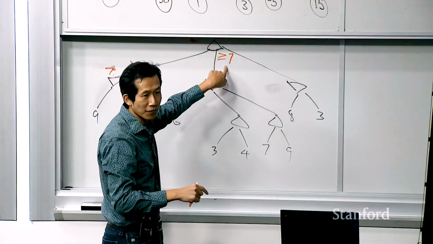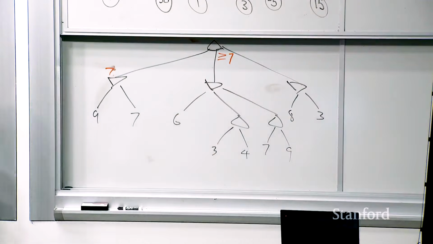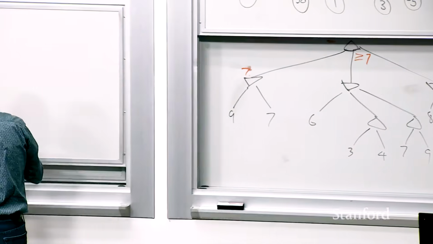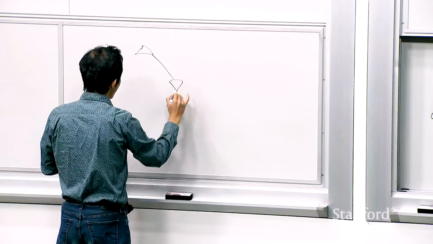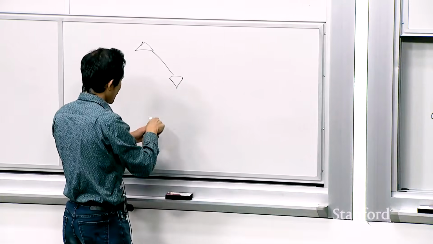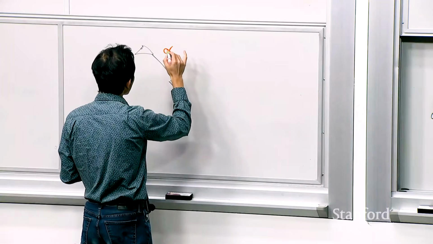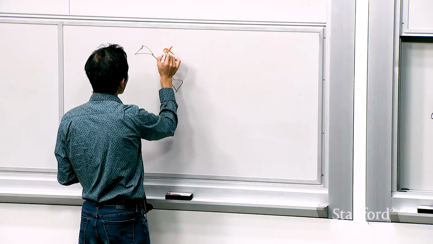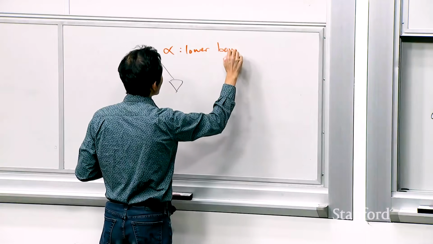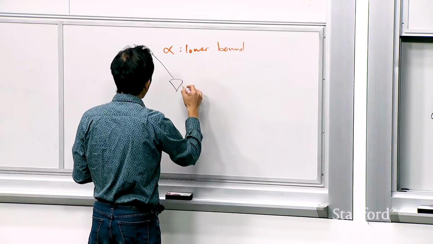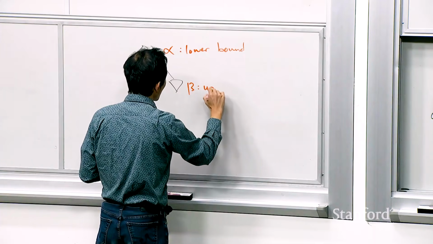So this is the alpha. I forgot to say this. For the max nodes, I have alpha values, and the alpha values are essentially lower bounds on the value. And then for these nodes, I have beta values, which are upper bounds.